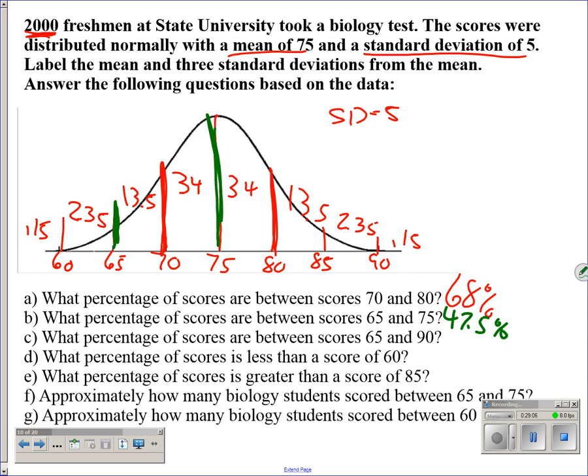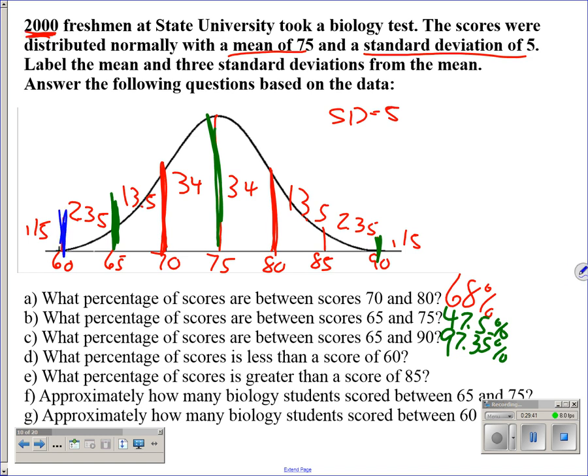What percentage of scores are between 65, again, and now 90? That's all the way over there. So it's going to be a pretty big chunk. You can add those up or however you want, really. Isn't that just 95% plus 2.35%? Which is 97.35.